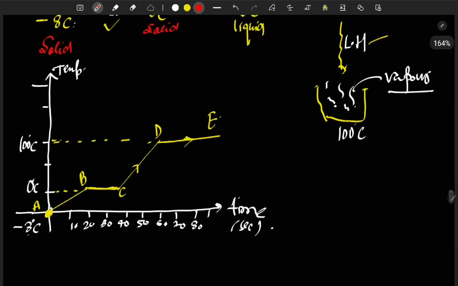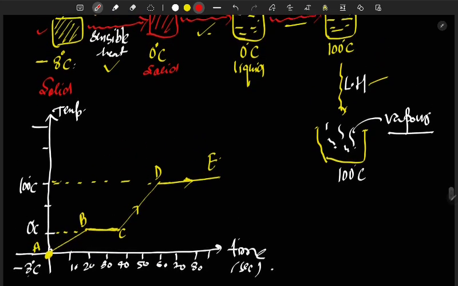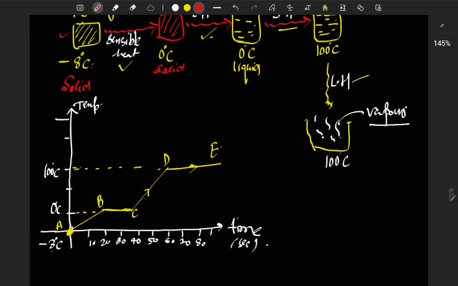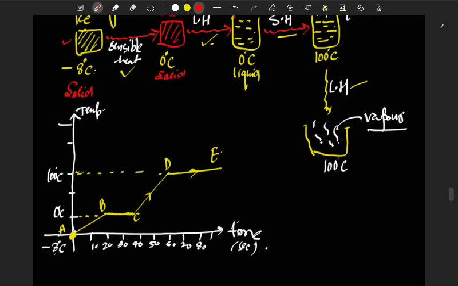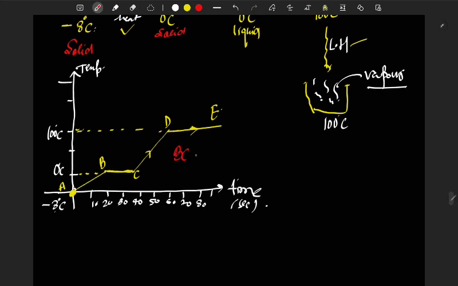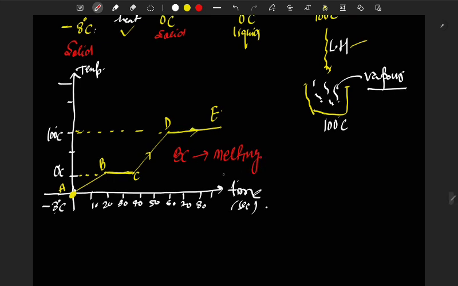So in this graph, AB is called what? Here we are supplying sensible heat. It has reached 0 degrees Celsius, and at 0 degrees Celsius there is the process of melting. So BC will show what? The melting process. Then DE will show which process? The boiling process.